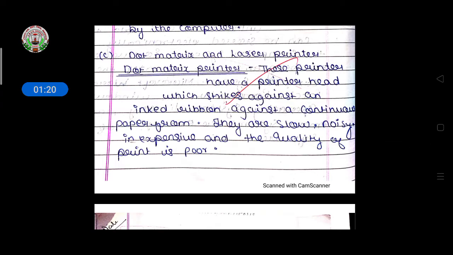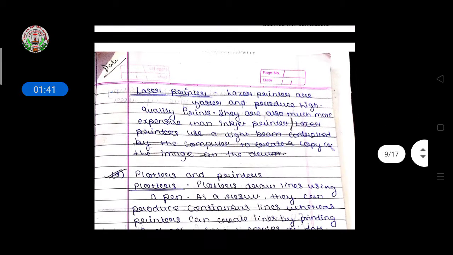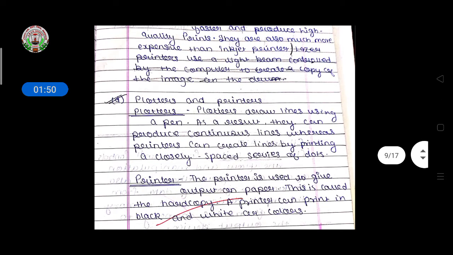Two types of printer: dot matrix printer and laser printer. So what is a dot matrix printer? This printer has a print head which strikes against an ink ribbon against the continuous paper form. They are slow, noisy, inexpensive, and print quality is very poor. Then laser printers are faster and produce high quality prints. They are also much more expensive than inkjet printers.